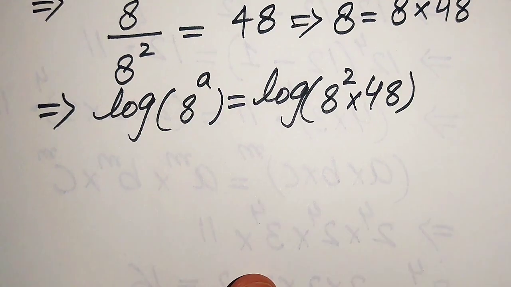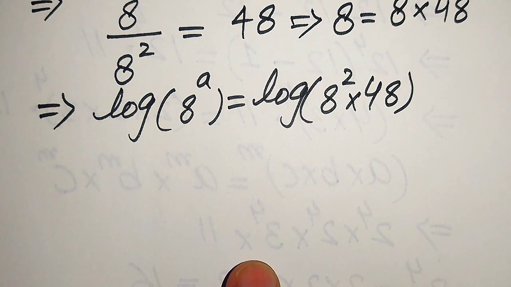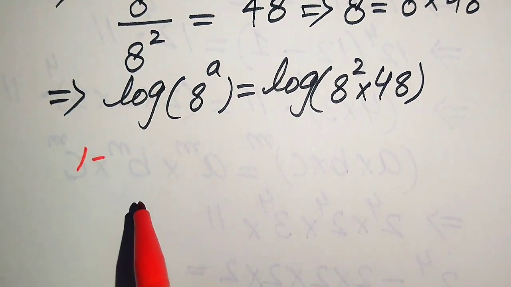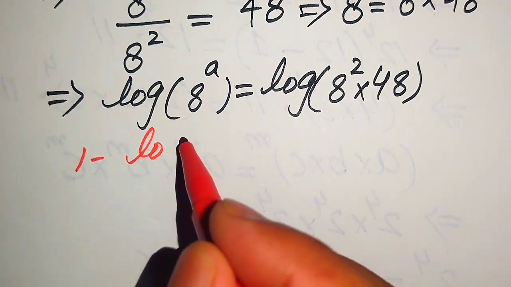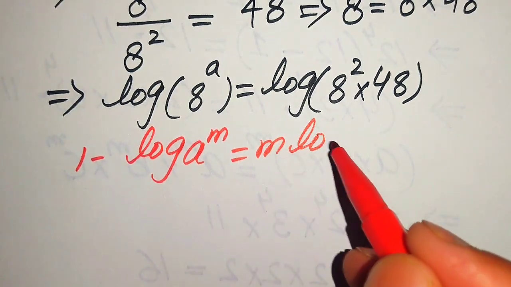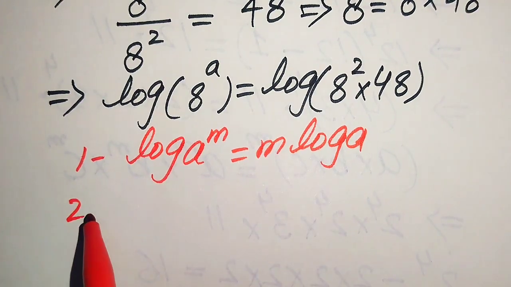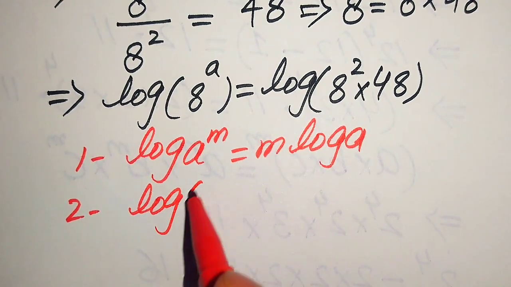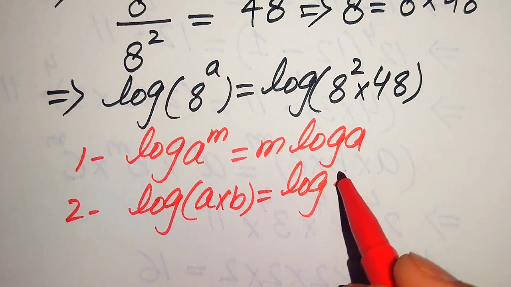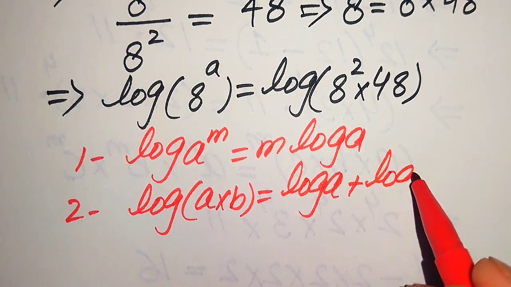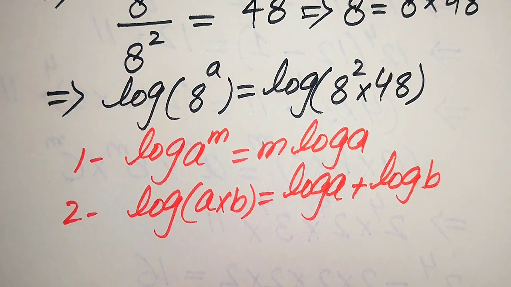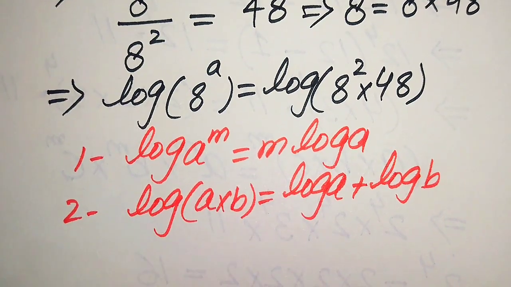So now in the next step we need to use the nice properties of log. Here we need two properties of log. The first property is that log of a to the power of m equals m times log a. And the second property is that log of a multiplied by b equals log of a plus log of b. So we can apply the first property on the left hand side, and the second property on the right hand side.